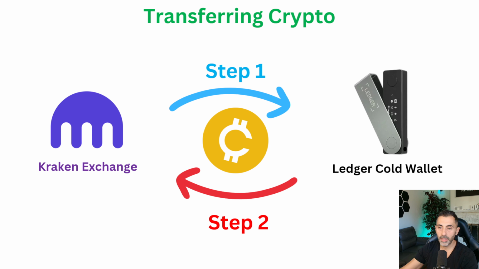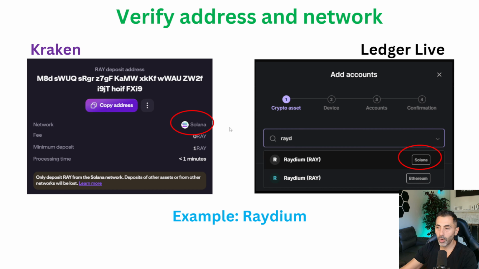What does matter is making sure that you have the correct wallet address and the correct network, because sending crypto to the wrong address could mean losing it forever. So the example we have here is the Render token that's running on the Solana network in Kraken. And we want to transfer it to Ledger Live, so we have to ensure that we're using the same network.